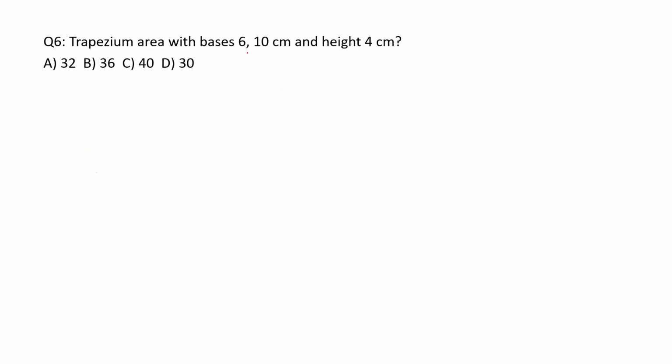Trapezium area with bases 6, 10 centimeter and height 4 centimeter. Now again you should be knowing the shape. What is the shape this trapezium has? So trapezium is of this shape. So here two sides are given. One is 6, one is 10. So it is understood that the smaller one should be 6. This bigger one should be 10. Height is given. Height is this length. This is 4. Now you have to calculate the area of the trapezium.